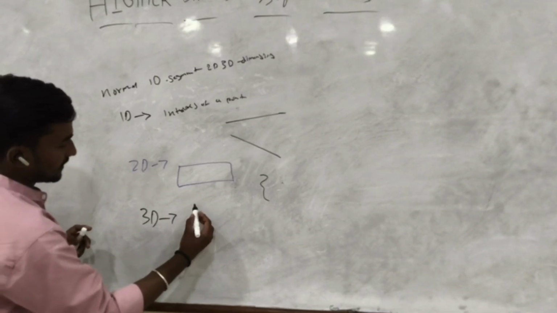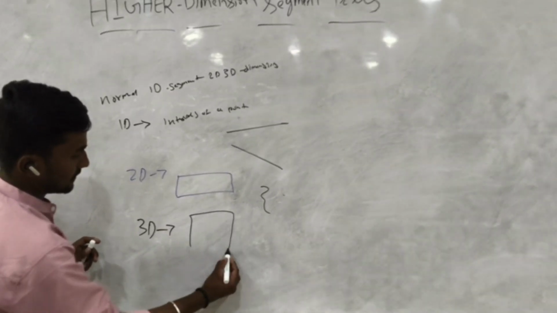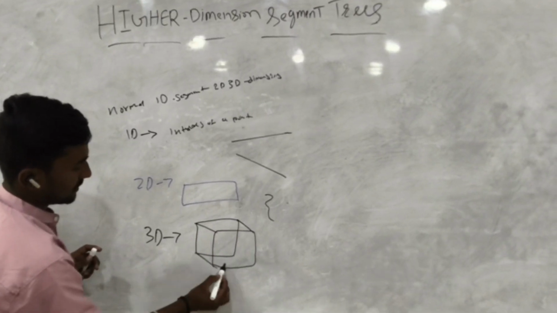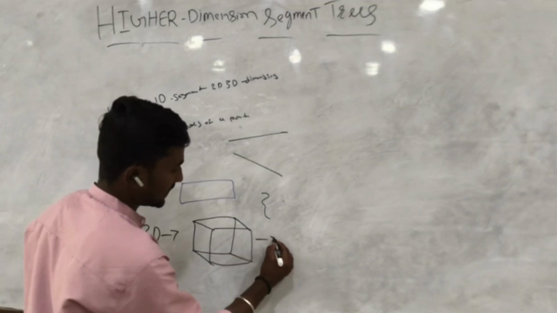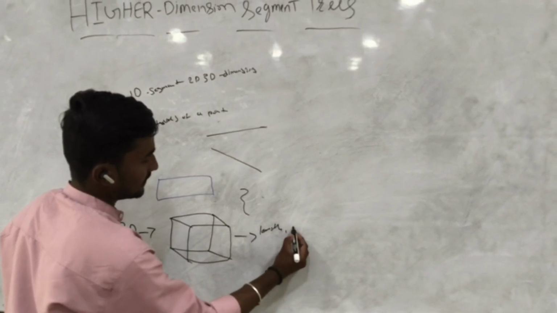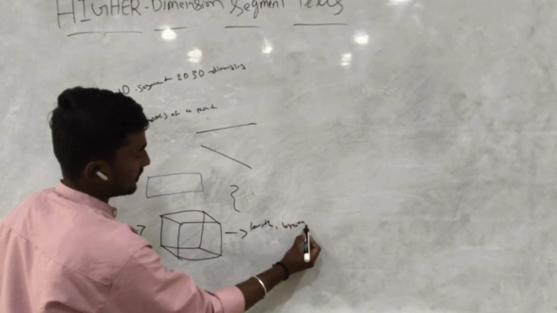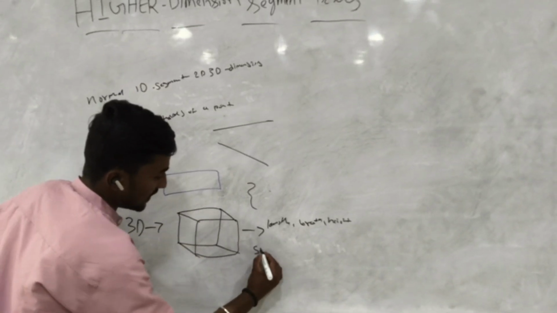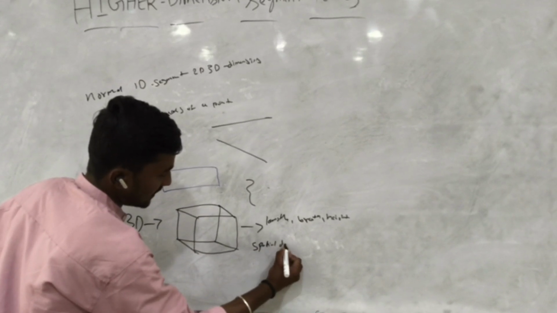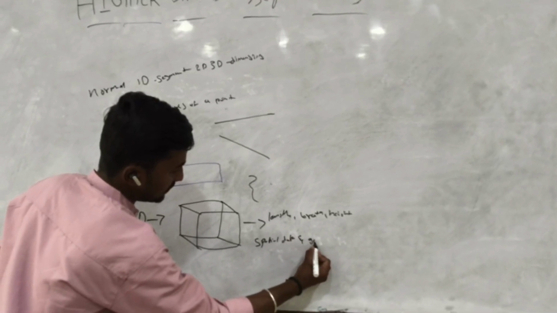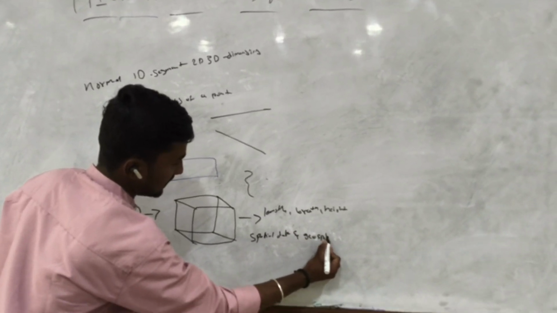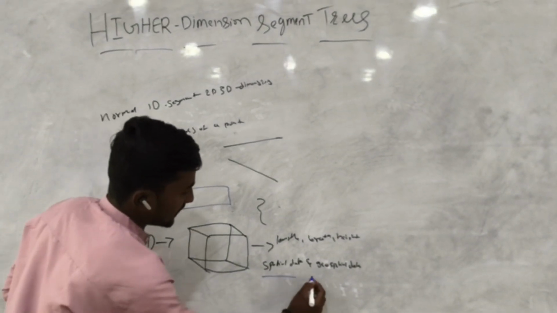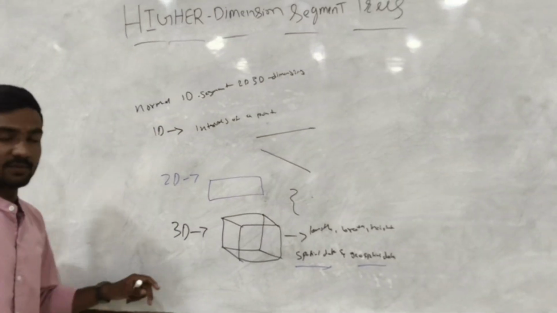Coming to the 3D segment, it has a box shape. It has length, width, and height. It is used in spatial data and geospatial data. These two are used in the 3D segment.